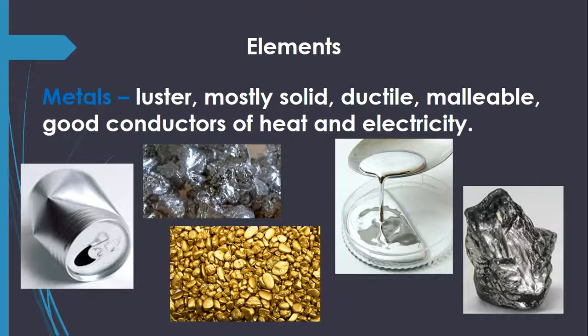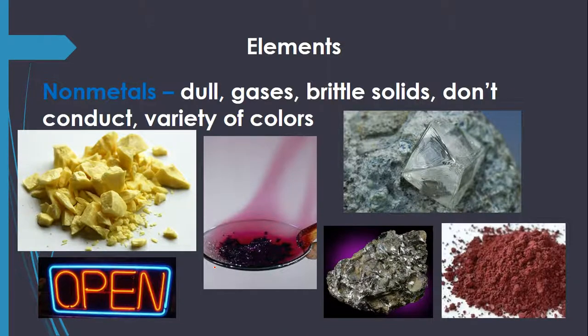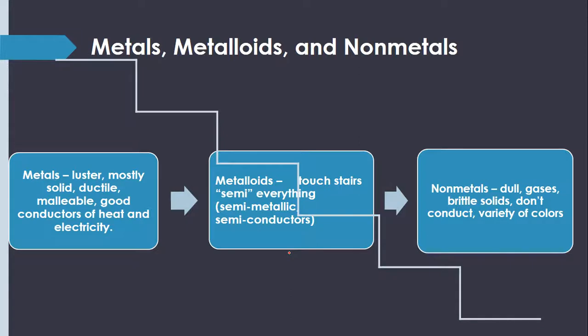Metals have luster, are mostly ductile, which means you can pull them into wire. Malleable means you can hit them with a hammer. Non-metals are basically gases or brittle solids, and they don't conduct. And here is a big synopsis of the whole thing. Metals have luster, mostly solid, ductile, which means you can pull them into wire. Malleable, which means you can hit them with a hammer. Good conductors of heat and electricity. Then there's that staircase. Metals are on the left side of things. If something touches the stairs, it's a metalloid, which is semi-metallic, semiconductors. And then if you're on the right of the staircase, you're a non-metal, dull gases, brittle solids.